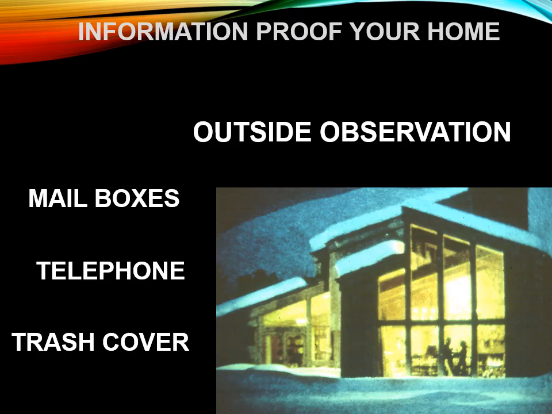You want to information proof your home from outside observation: mailboxes, telephone, trash cover. You want to make sure that they get as little information as possible about you from your house. You want to make sure that your mailbox is inside the fence so you don't have to exit the property to get to it. You want to make sure the telephone junction box for your residence is inside the fence to prevent tampering, and that the trash stays in the fence line and protected until it is picked up. Remember, the more information they can find out about you, the easier it is to find a pattern they can exploit or some other information they can use against you.